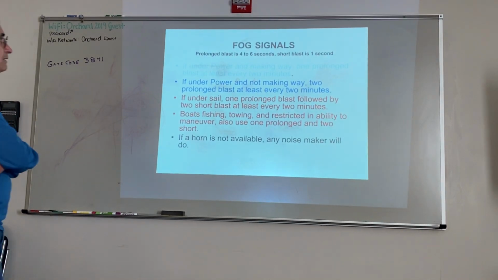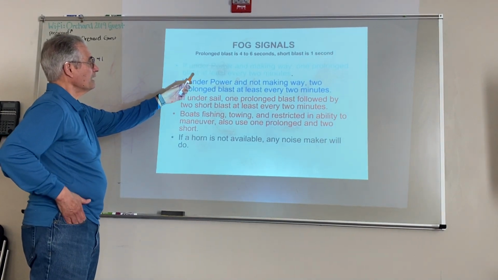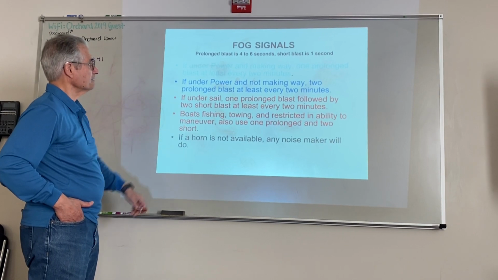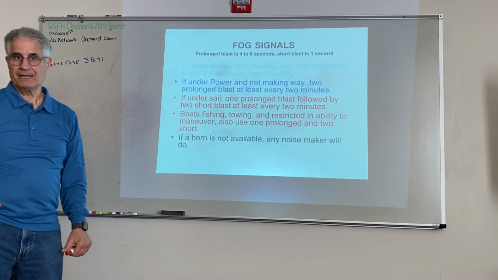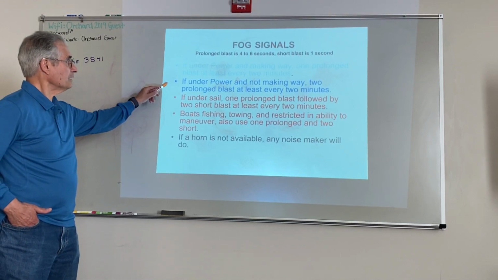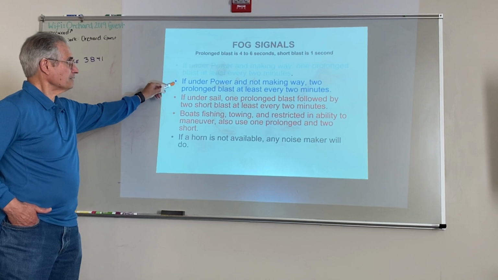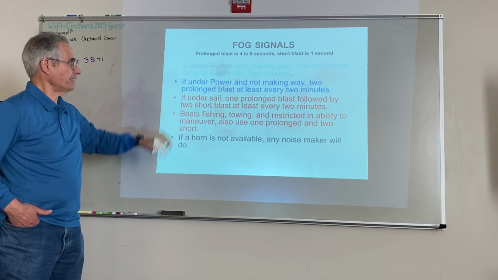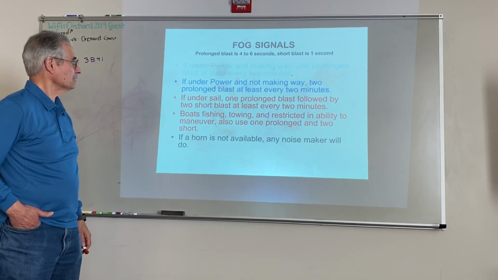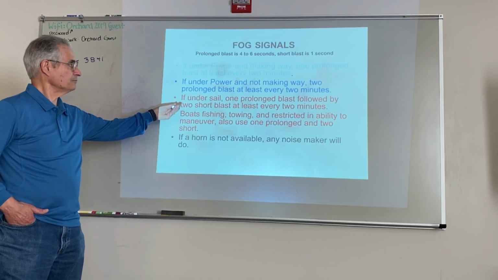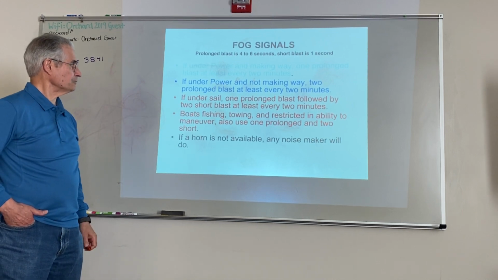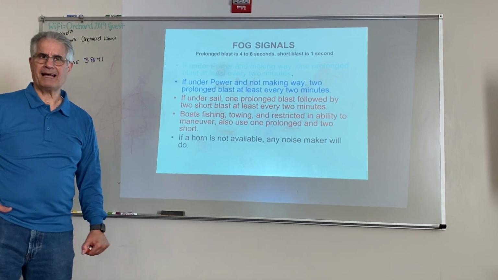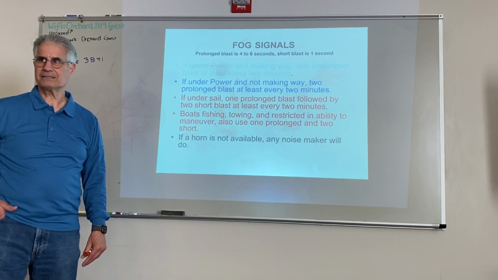Right, so if you're under power and you're making way, one prolonged blast every 2 minutes. That's if you're under power. If you're not making way, 2 prolonged blasts every couple of minutes. If you're under sail, 1 prolonged blast followed by 2 short blasts. How long is a prolonged blast? 4 to 6 seconds, yeah.